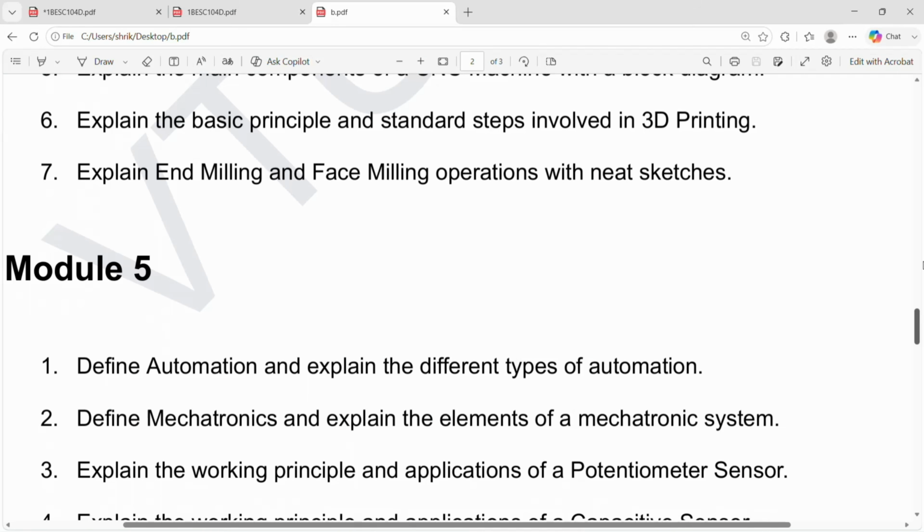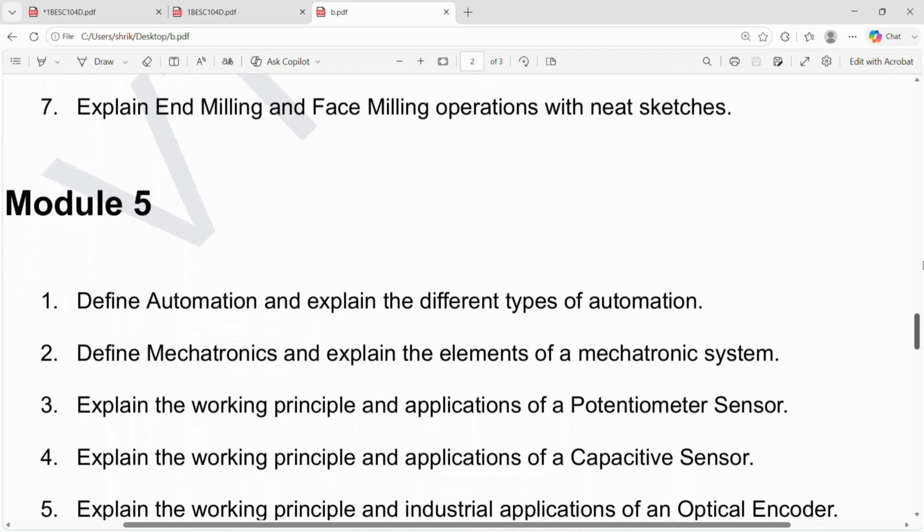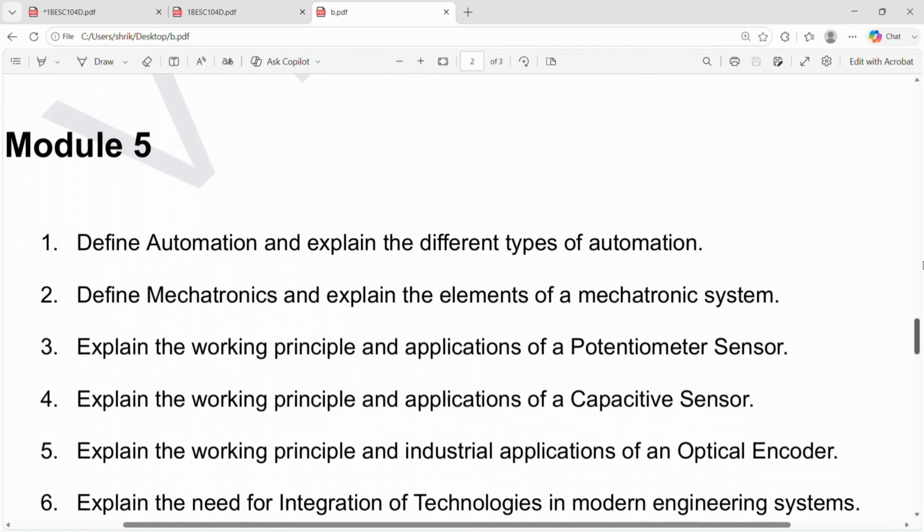Explain the working principle and applications of potentiometric sensor. Explain the working principle and applications of capacitive sensor. Explain the working principle and industrial applications of optical encoder.